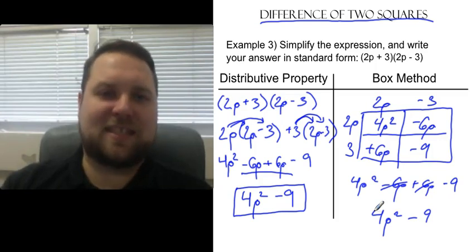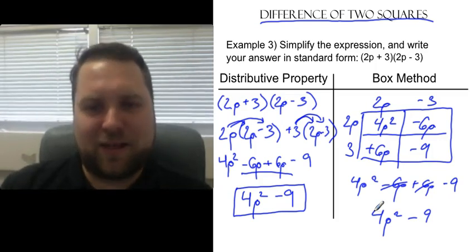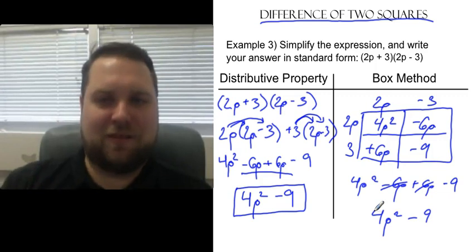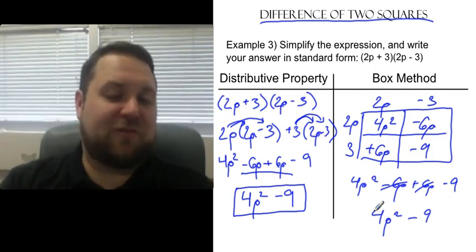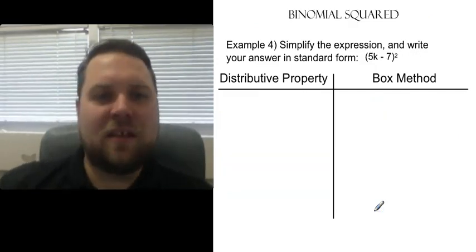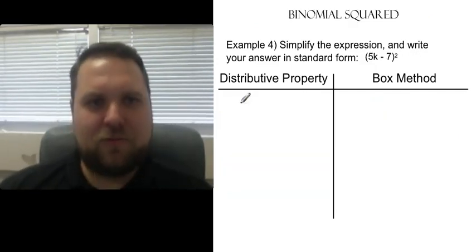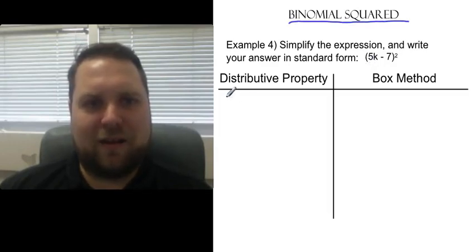And just as a reminder, you don't have to do this twice every single time. Pick one of these methods that you like, either the distributive property or the box method, and stick with that one. You don't have to do them both. I'm doing them both so that whoever prefers one or the other can see it. All right, example 4. Whoa, what's going on here? A binomial squared.